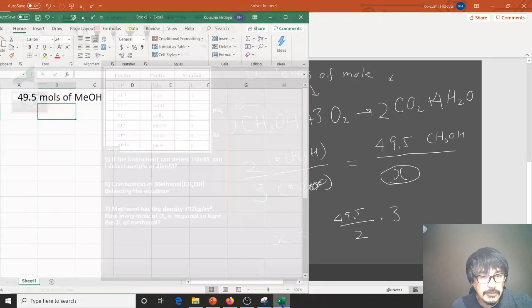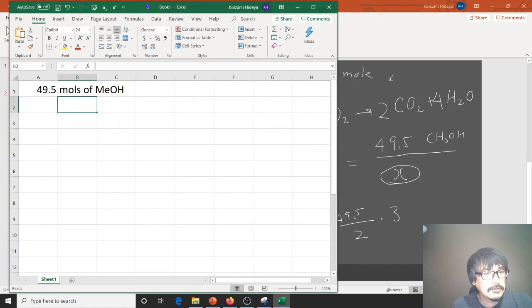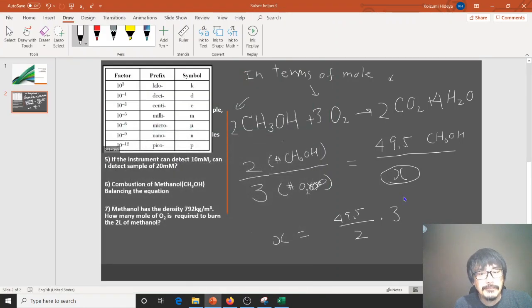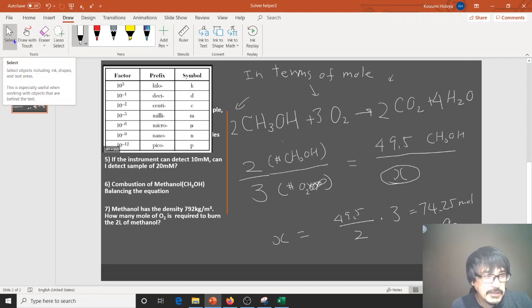So I'm gonna do that one on the Excel. So this number is equal to this divided by 2 multiplied by 3. I get 74.25. 74.25 mole of O2. So that's the answer to question number 7. I hope this wasn't too difficult.